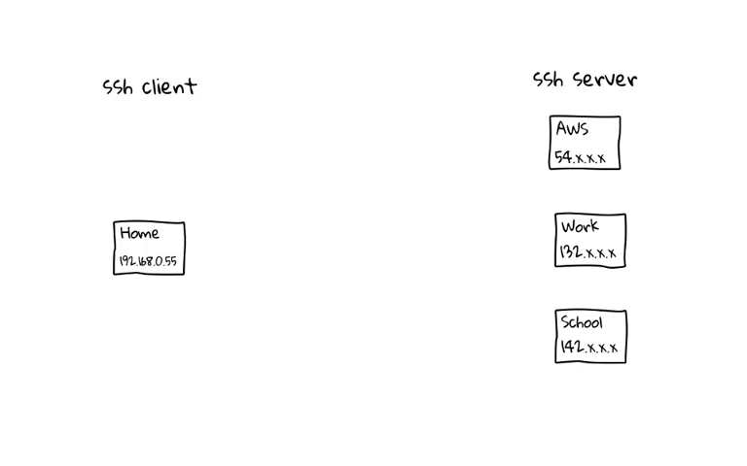have an SSH client and several SSH servers. I typically connect to AWS, work, and school from home. I wanted to focus on the connection path between the SSH client and server, as this is typically the cause of dropped or frozen SSH connections.